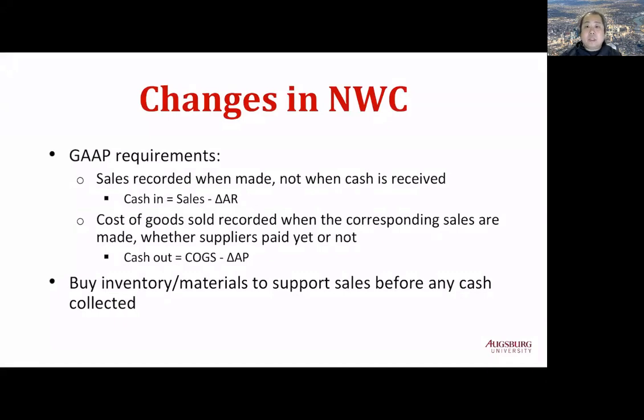US GAAP, the accounting rule in the United States, requires sales recorded when made, not when cash is received. And the cost of goods sold recorded when the corresponding sales are made, whether supplier paid yet or not. It means that there should be some receivables and payables which are not collected or paid yet.